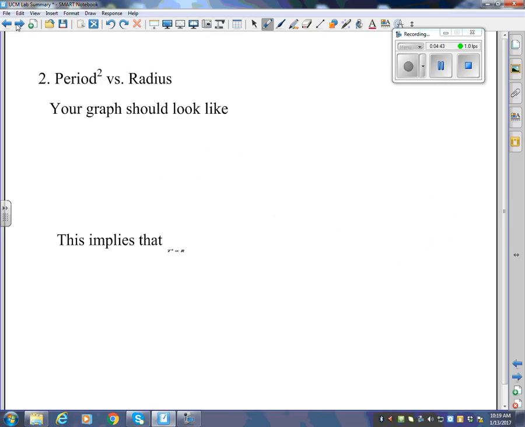Okay, what did you get when you did period squared versus radius? Radius was the length of the string, right? You should have found that when it was short, the period was really small, really fast. And the longer it got, the longer it took to go around. So you should have got a graph that looked like that, did you? Kind of?